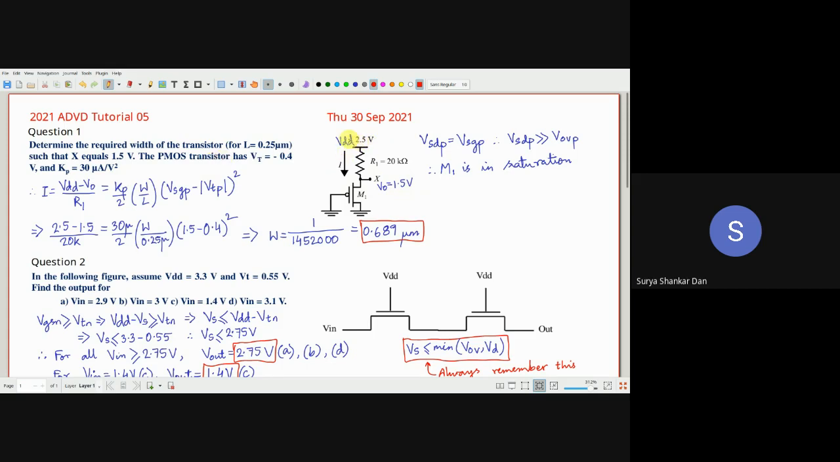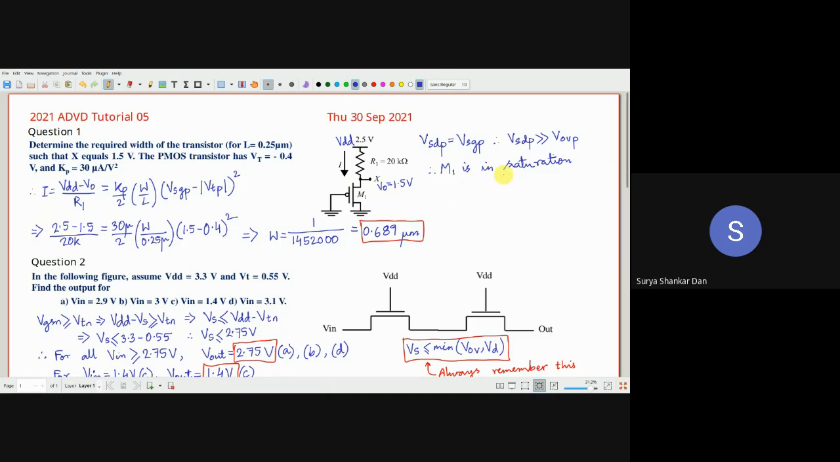Cool. Now the PMOS, which is M1 over here, has VT provided as minus 0.4 volts, and KP. Remember, KP over here is mu p Cox. Now, when we have to solve such problems, the first thing you need to do is find out in which region of operation this MOSFET is functioning. The reason is that the solution depends on the region of operation, whether it is in cutoff, saturation or linear.